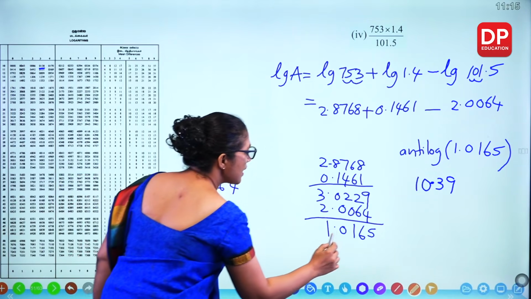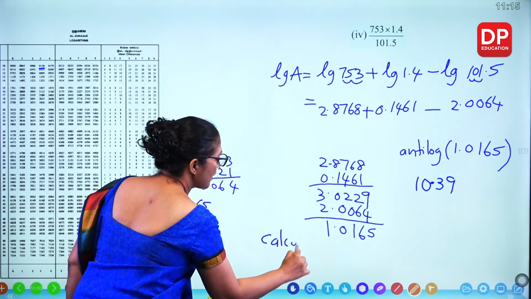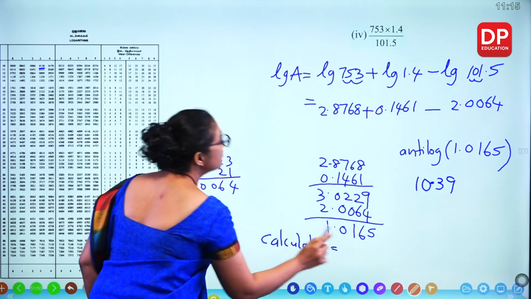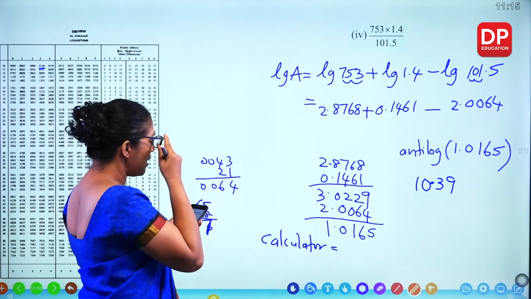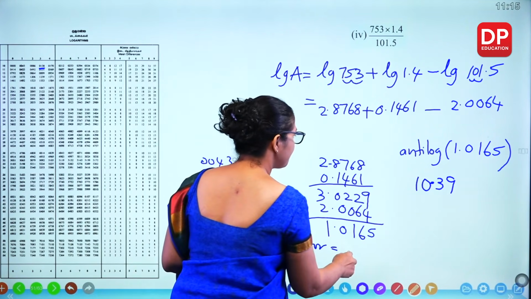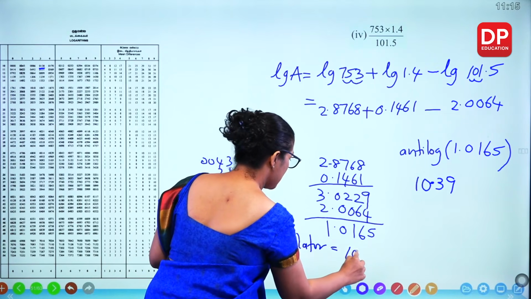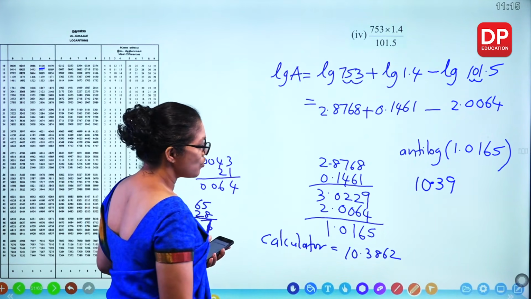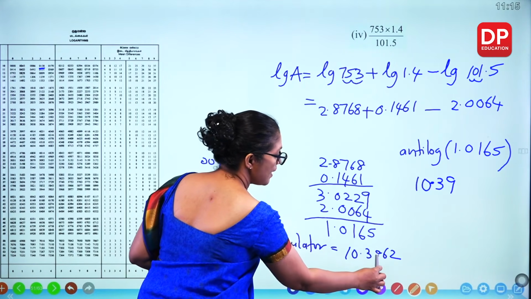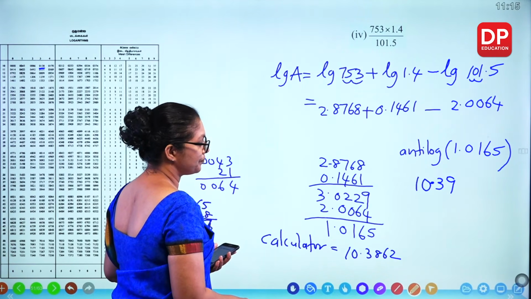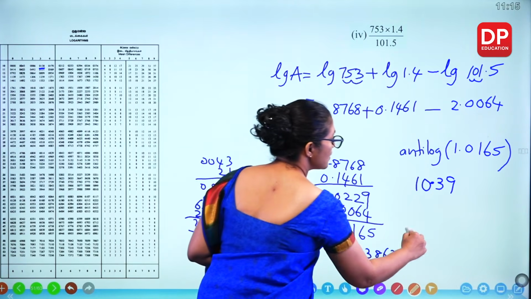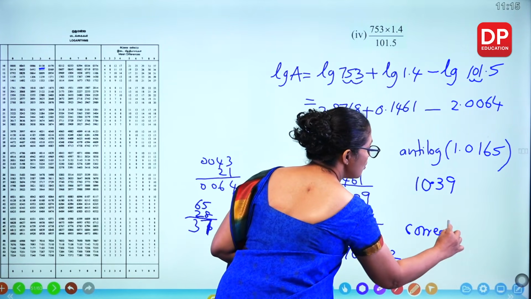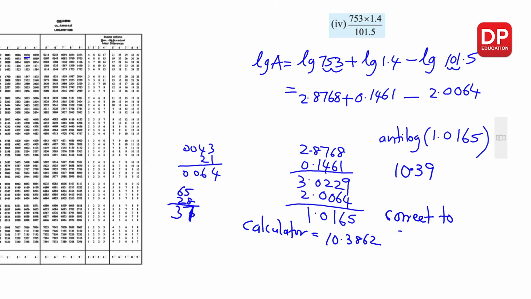Now we'll use the calculator and see. The calculator gives 10.3862. Now we'll see, correct to second decimal place, this is correct. So we can write correct to second decimal place. These two values are the same.